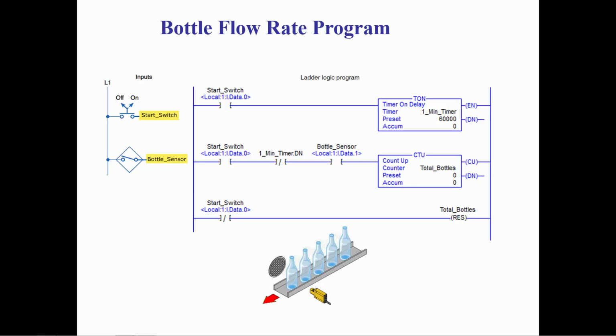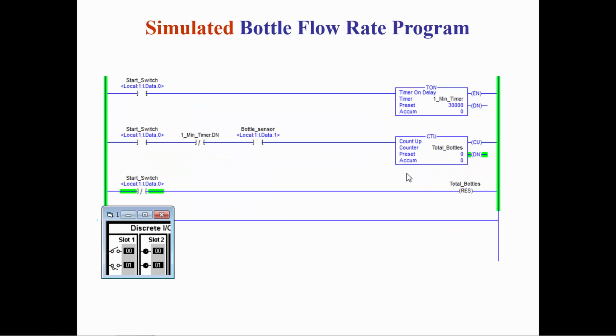After 1 minute, the rung will be false because the done bit of the timer is true, and the accumulated value will be the number of bottles per minute passing the sensor. In the simulation, the timer is only set for 30 seconds. After closing the start switch, we will close the bottle sensor switch to simulate bottles passing the sensor.